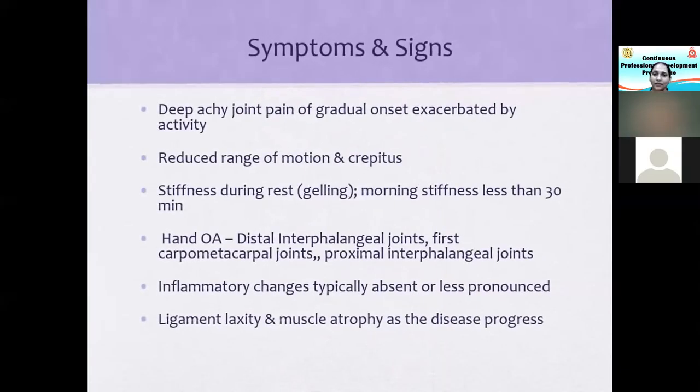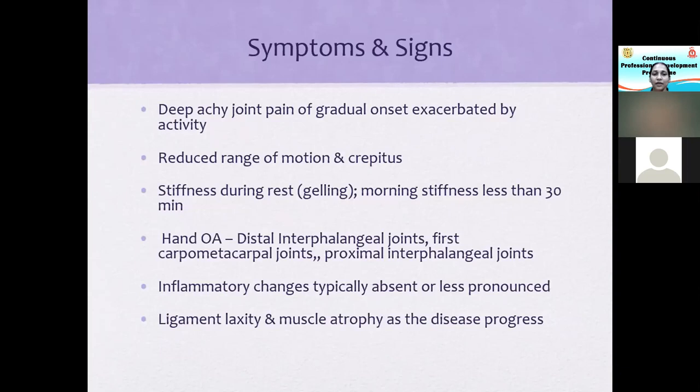So how do they present? They present with a deep achy joint pain, which is of gradual onset, and this is exacerbated by activity, as I mentioned earlier. Because of this, the range of motion will be reduced and there can be crepitus. They will typically present with stiffness of the joint following rest, which is called gelling, and the morning stiffness will be of shorter duration, less than 30 minutes.